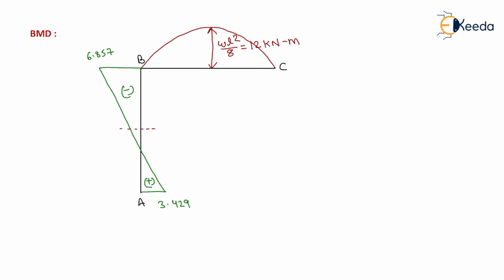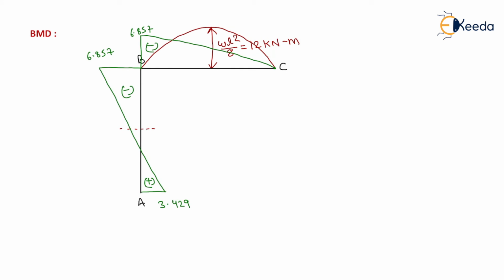Now in BC span, the moment at B will be equal to minus 6.857. So it will be plotted above the axis, that is 6.857, and at C, due to hinge support, the moment will be equal to 0. So we will join this by a straight line, like this, and this moment is negative throughout.